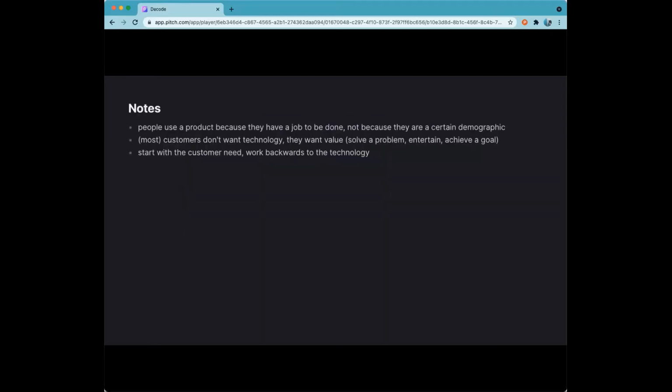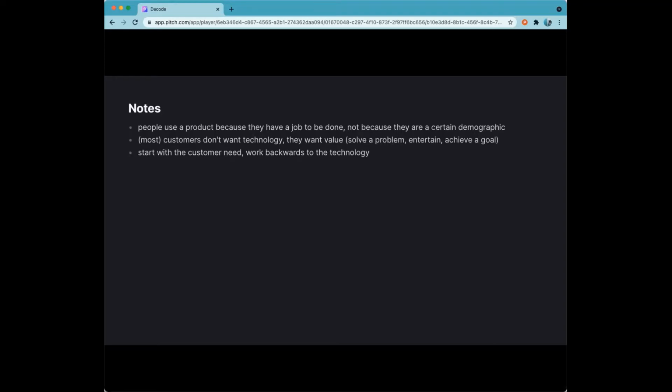So takeaways here: people use a product because they have a job to be done, not because they are a certain demographic. In a nutshell, it's really useful because it states causality. Why do you use a product? I don't use a product because I'm Asian. I use a product because I need something. So if you're trying to solve a need, you should think about the job to be done rather than the demographic.